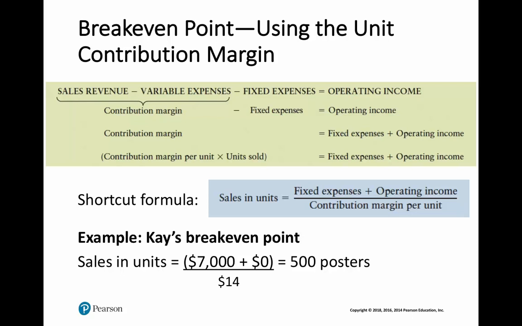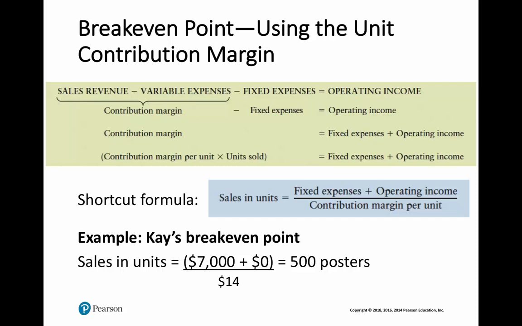Our formula is, in order to get the number of units to be sold, we're going to take our fixed expenses plus our operating income, which, if the question is asking you for the break-even point, is going to be zero.